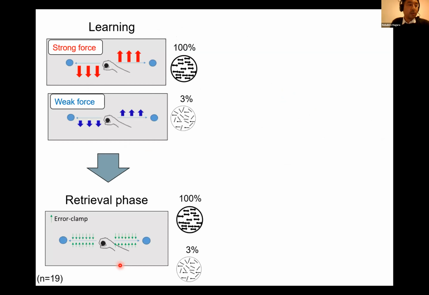So this is an experimental illustration. People made a decision for 100% coherent motion, and that was associated with a strong force field. And for the 3% coherent motion, it was associated with a weak force field. After the learning was completed, they went into a retrieval phase where they had error clamp trials, and the 100% coherent decision or the 3% coherent decision was presented. And we wanted to see what kind of force profile they would produce.